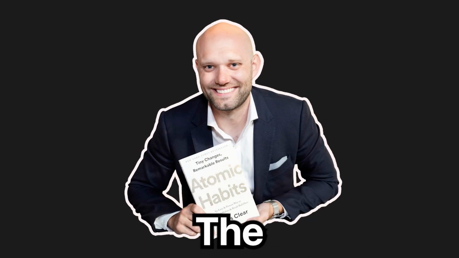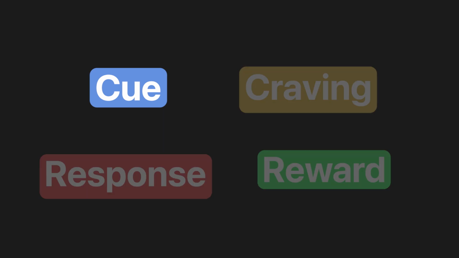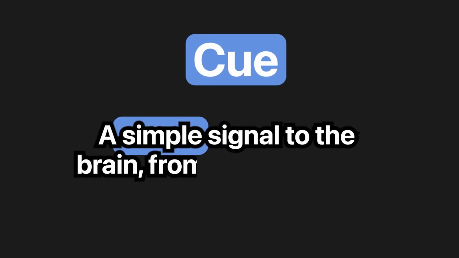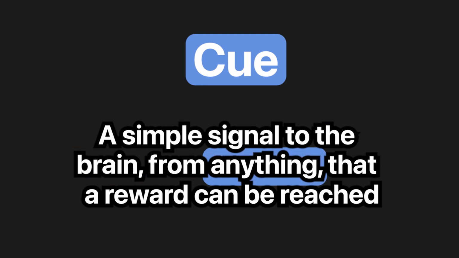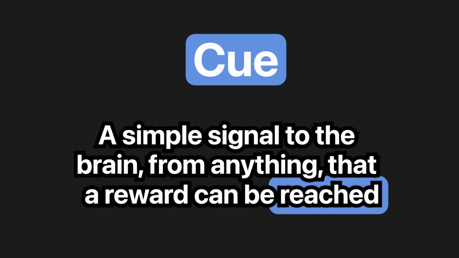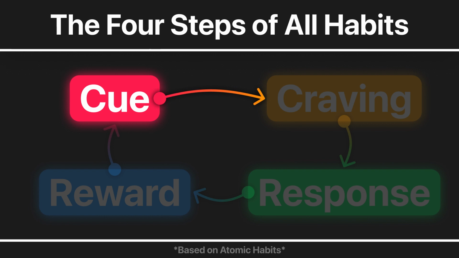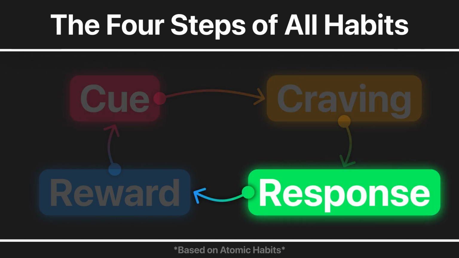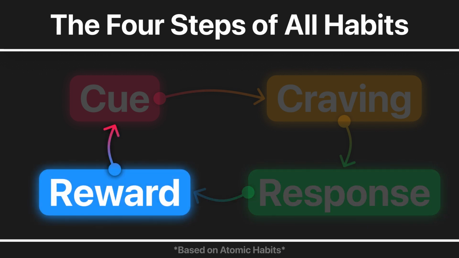Habits, according to the author of the book, are broken down into 4 steps: cue, craving, response, and reward. A cue is a simple signal to the brain that a reward can be reached. Then the brain creates a craving for the reward. As a result, an action is performed, which is the habit. Once the action has been done, you receive a reward for what you were craving.